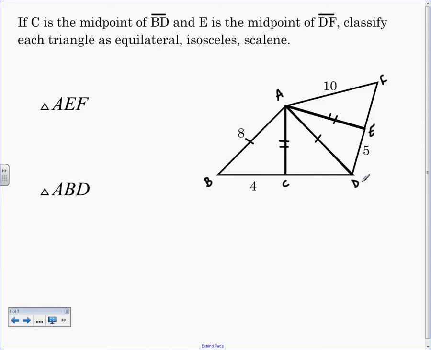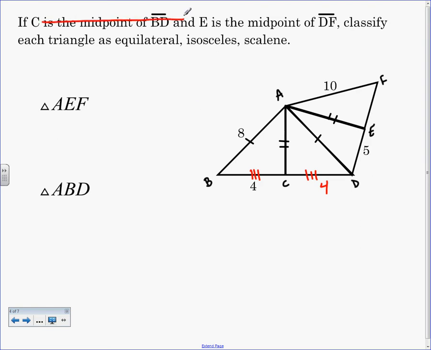If C is the midpoint of BD and E is the midpoint of line segment DF, classify each triangle as equilateral, isosceles, or scalene. So now we're classifying them by their sides, not the angles, okay? So let's mark what we know, things that may not be given to us yet. C is the midpoint of BD, so that means C is exactly in the middle of BD, which means this and this are the same. Line segment BC is the same as line segment CD. So if this is 4, then this is 4. Okay, so we've taken care of that.